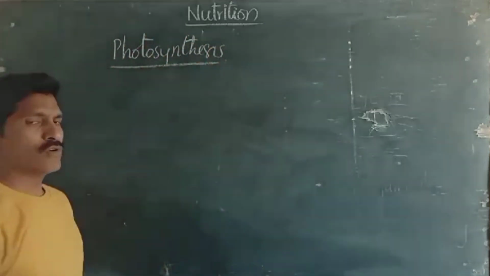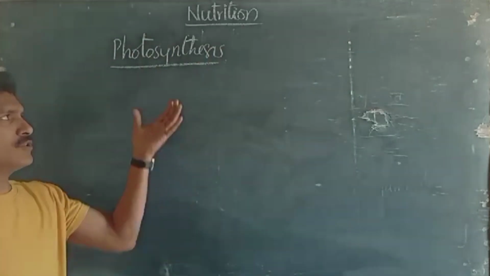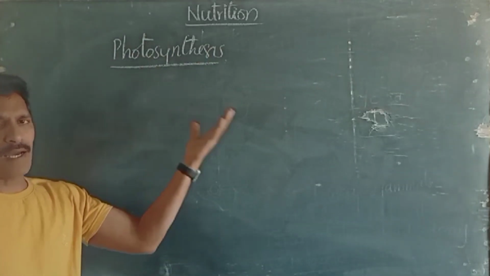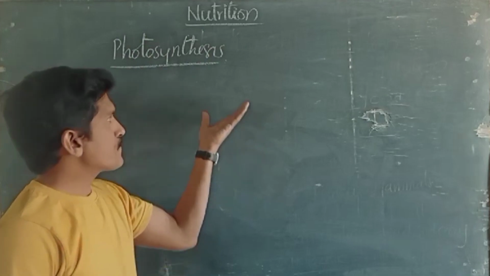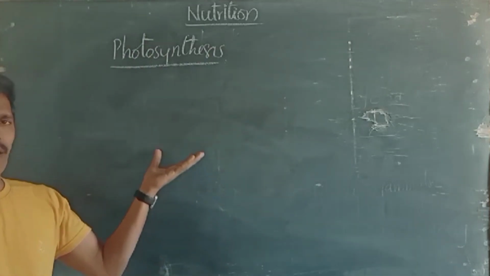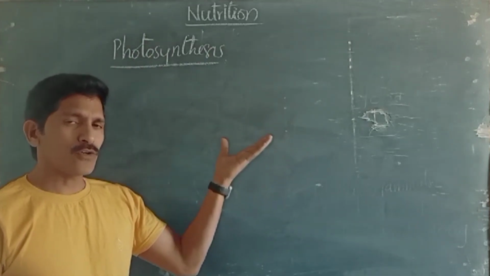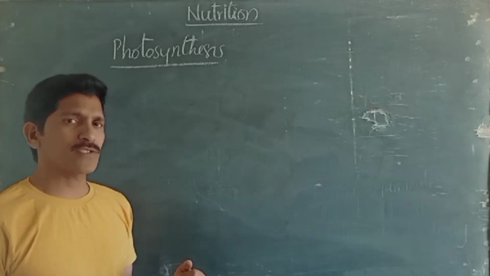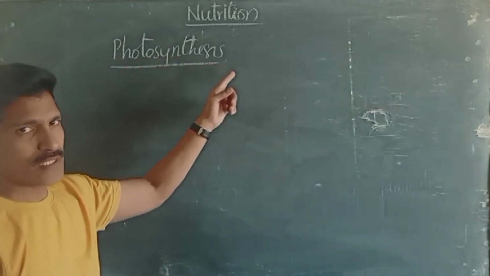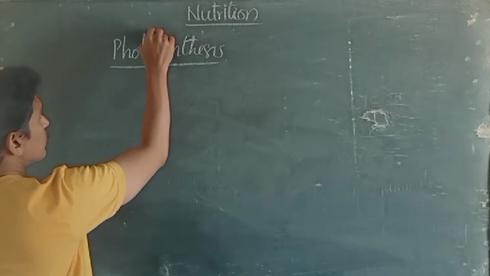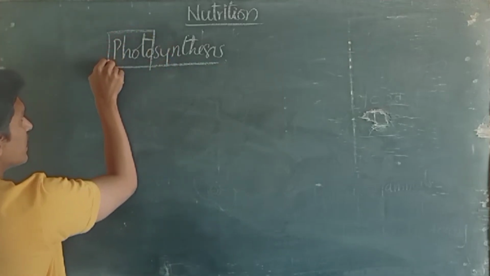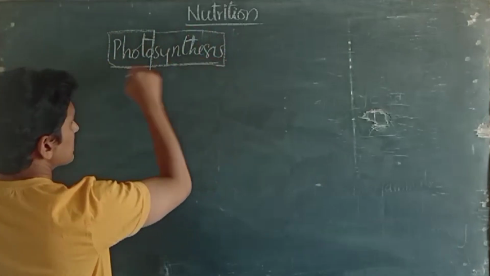Photosynthesis. Photosynthesis is a kind of nutrition performed by plants. Generally, we have written that plants perform autotrophic nutrition. The autotrophic nutrition performed by plants is called photosynthesis. Here we can find two words: one is photo and another is synthesis.